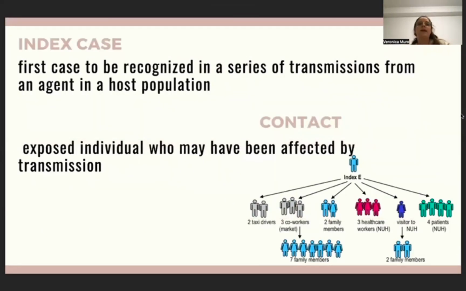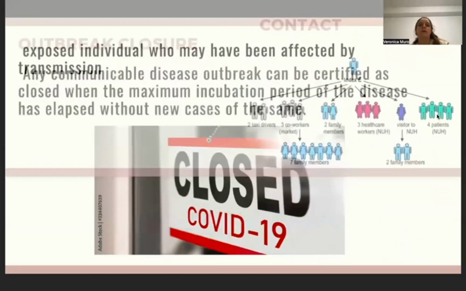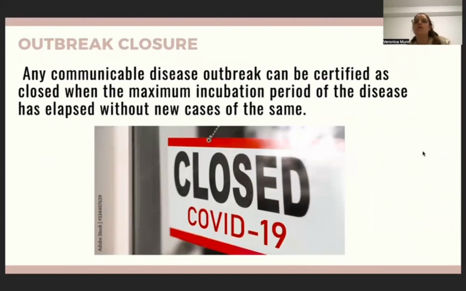Index case is the first case to be recognized in a series of transmissions from an agent in a host population. And then we have the contact, that is the exposed individual who may have been affected by transmission. The outbreak closure is any communicable disease outbreak that can be certified as closed when the maximum incubation period of the disease has elapsed without new cases of the same, as for example, COVID-19.